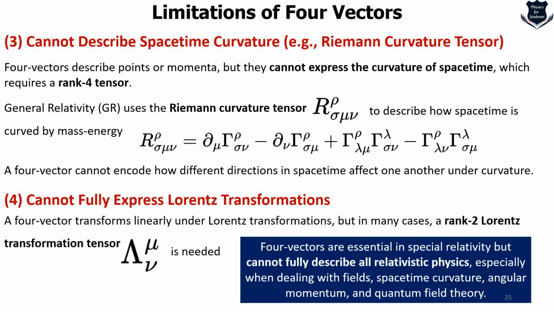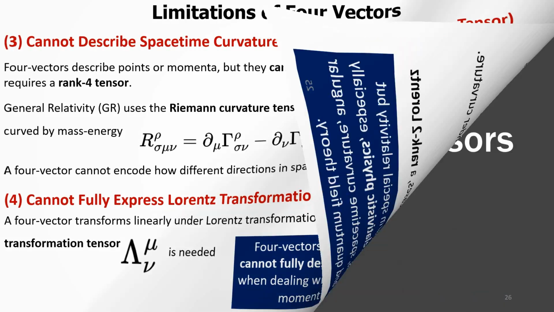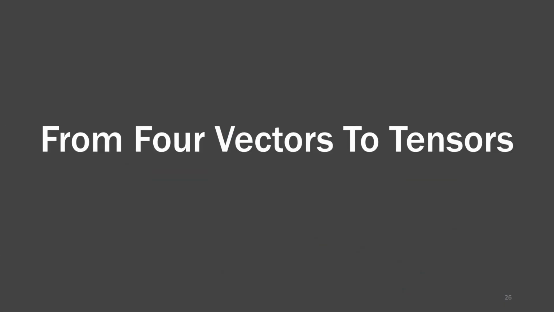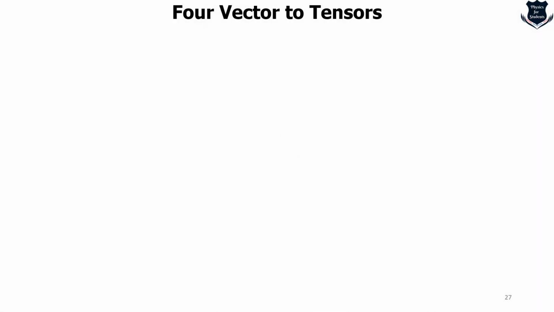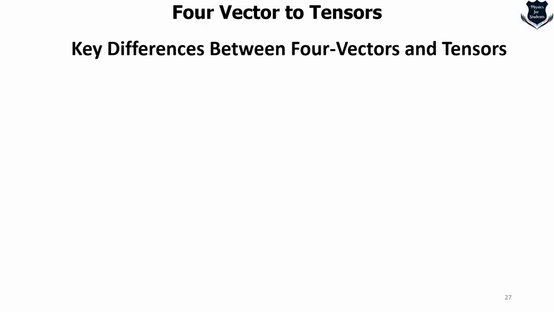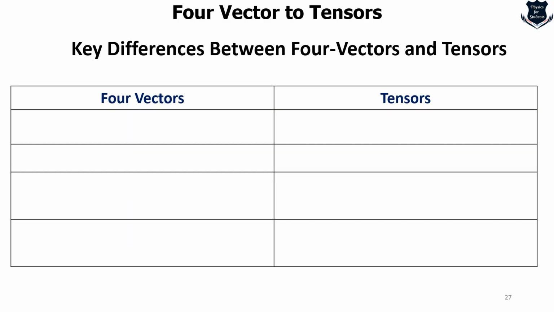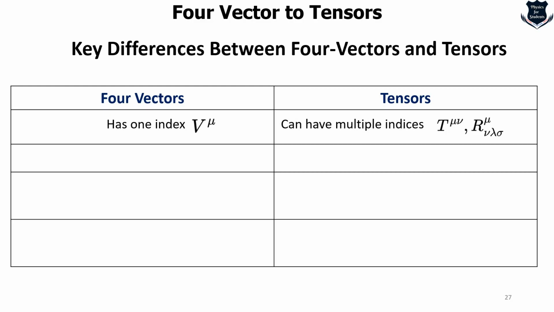So from four vectors, we now generalize and design a new mathematical tool called tensors. Let us first look at how we move from four vectors to tensors, and then we will understand the role of tensors. Here I lay out the key differences between four vectors and tensors. A four vector has one index, while tensors can have multiple, so dimensions and so on are handled much more sophisticatedly in tensors.